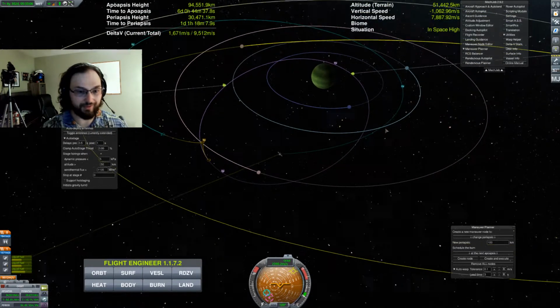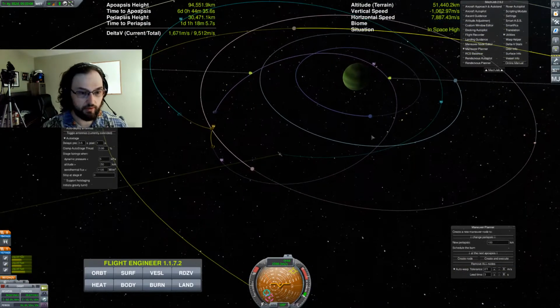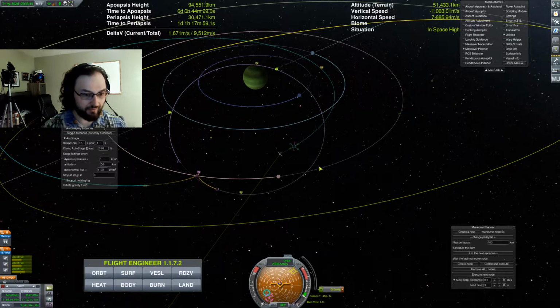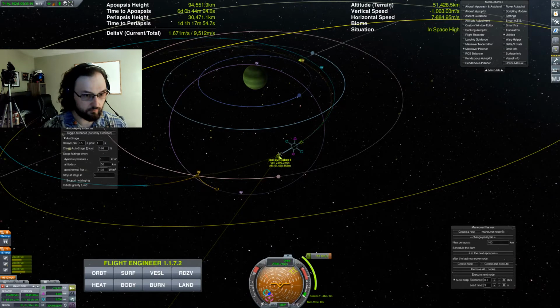But we're not trying to solve that problem. We're instead trying to minimize the amount of time. So if we want to get to Laythe here in the minimum amount of time, well, the way to do that is to just do an immediate maneuver where we slow down enough.